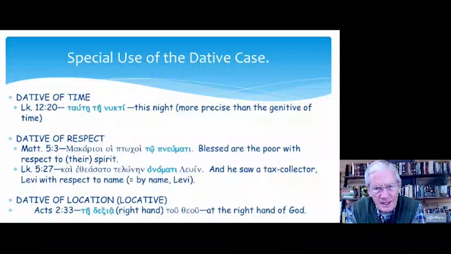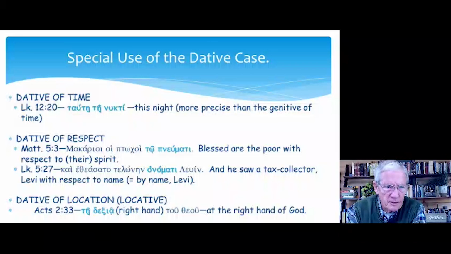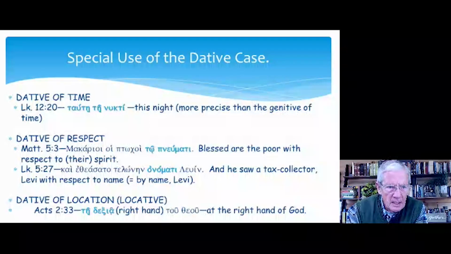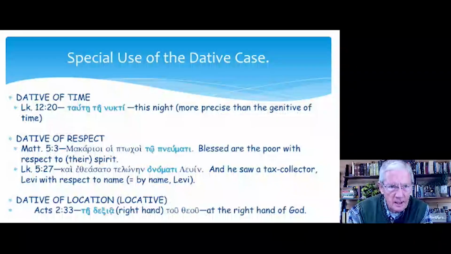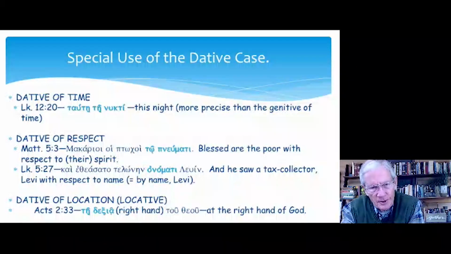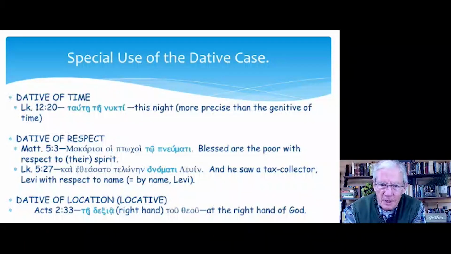We have what's called a dative of respect also. So in the Beatitudes, makarioi hoi ptōchoi tō pneumati. Tō pneumati, neuter singular dative. Blessed are the poor with respect to their spirit. And then Luke 5:27, and he saw a tax collector, beheld a tax collector, all right, onomati, neuter singular dative, by name Levi, or with respect to name Levi.